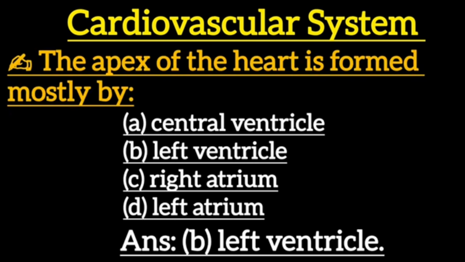Next one is, the apex of the heart is formed mostly by option A, central ventricle. Option B, left ventricle. Option C, right atrium. Option D, left atrium. Correct answer is option B, left ventricle.